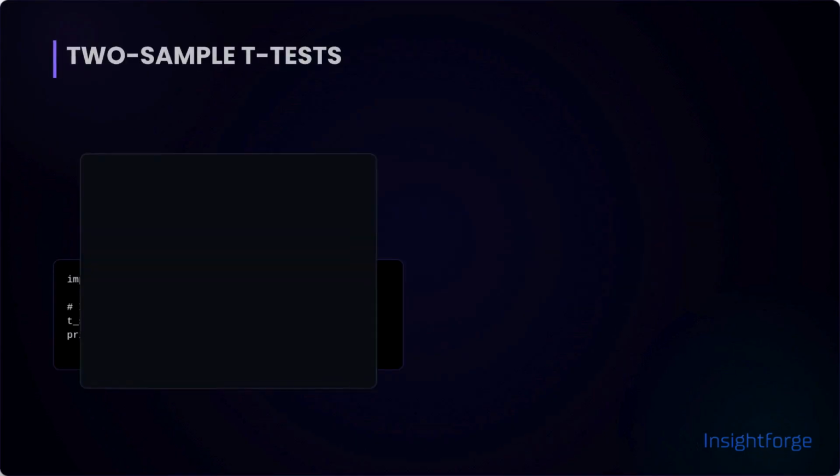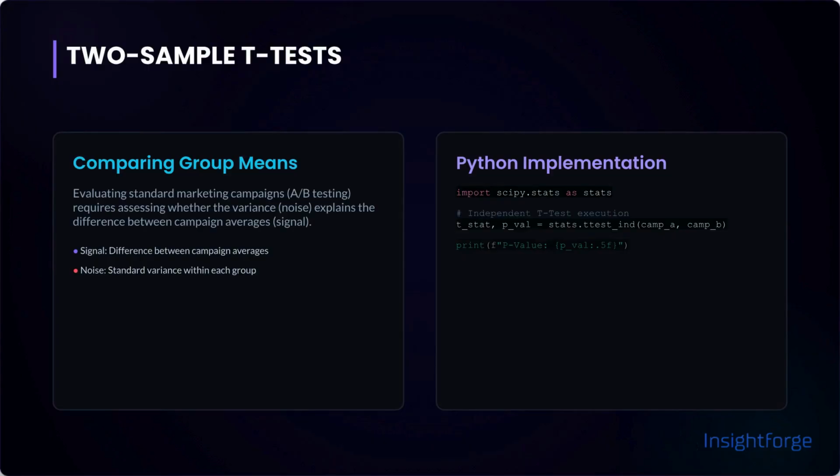When evaluating standard marketing campaigns, such as A/B testing, we use two-sample t-tests to compare group means. This requires assessing whether the noise, or standard variance within each group, explains the signal, which is the difference between campaign averages. This fundamental test is easily executed in Python, using libraries like scipy.stats.